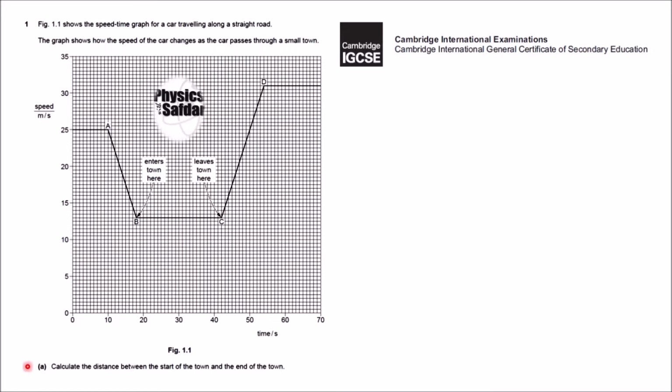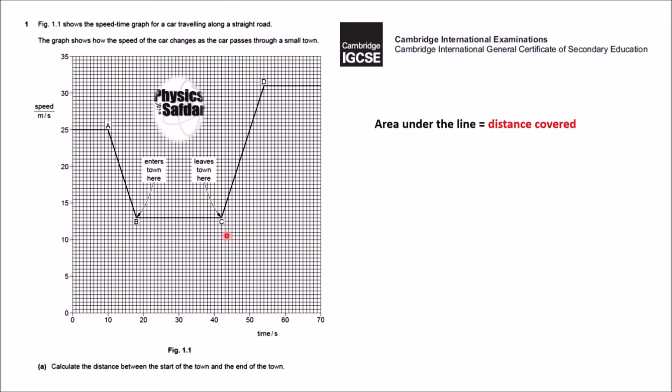Now look at this question. Calculate the distance between the start of the town and the end of the town. It is very clear in the graph, point B enters here and point C leaves town here. Now, if you have a speed time graph, how do you calculate the distance covered by the object? For that you need to recall this basic information: area under the line is equal to distance covered.